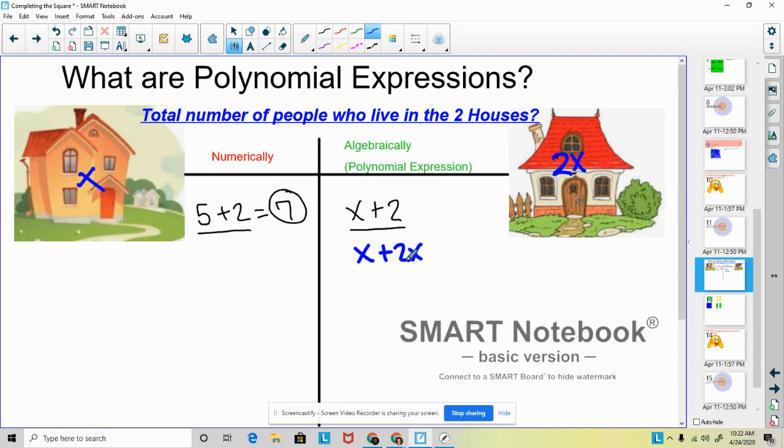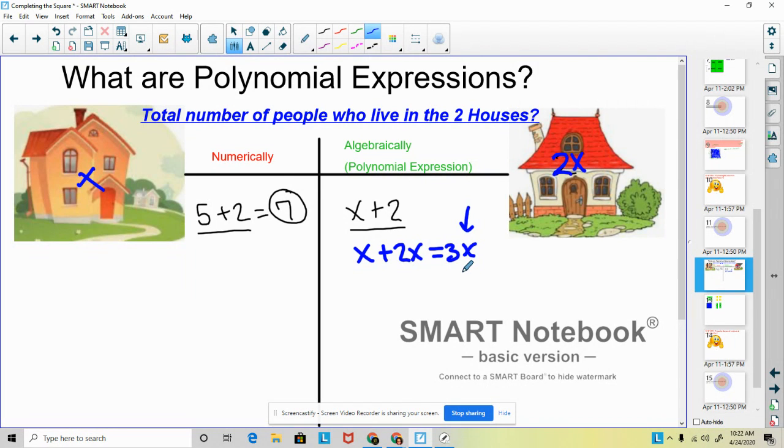Here you notice that you can combine these together because this is 1X plus 2X, and that's equal to 3x. Even though this is not a numerical value, it's still a polynomial expression, and it's a polynomial expression because it has this variable located in there. So that was just a quick review over polynomial expressions.